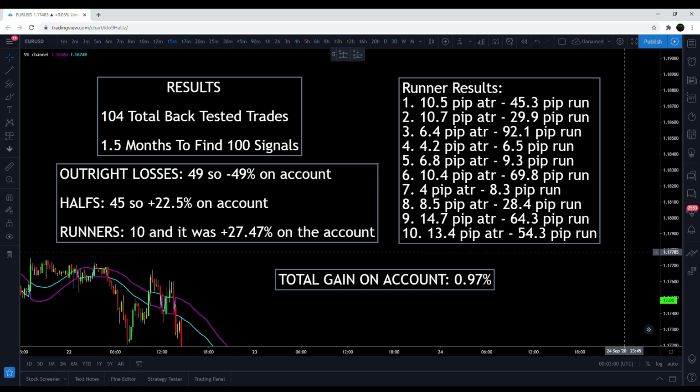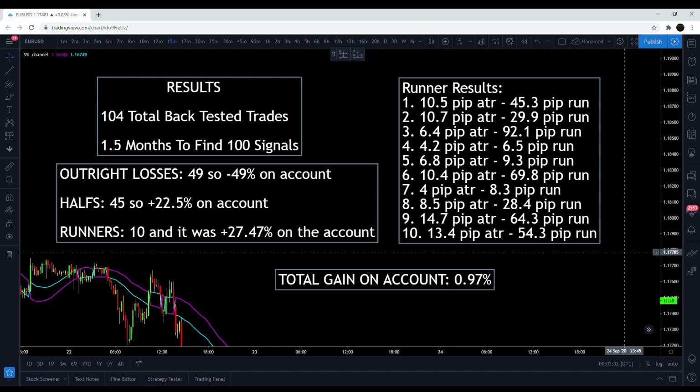The results are in after 104 total backtested trades, which took 1.5 months to find those signals. 49 of those were outright losses, so minus 49% on the account from those. Halves, 45 of them, so plus 22.5% on the account from those half winners. And then 10 runners, so 27.47% of the account gain was from these 10 runners.